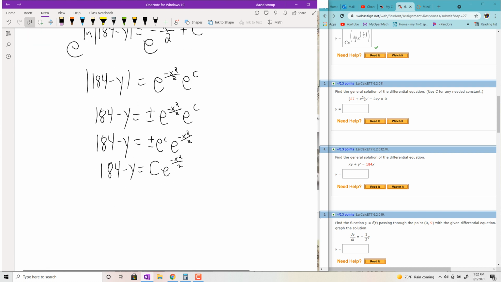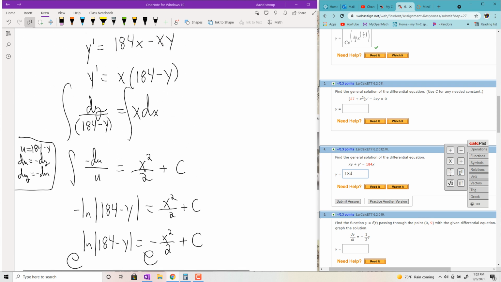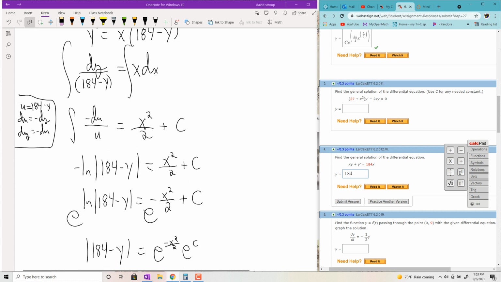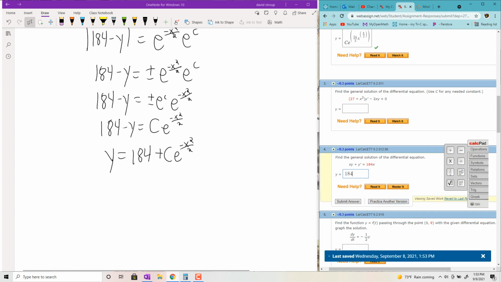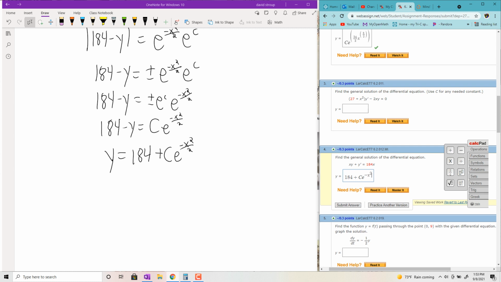And then you're going to solve for y. Okay, that was our ultimate goal anyways. So you get 184 minus c e to the negative x over 2, or you can let it absorb the, I think here you could just let it be plus. Okay, let's see if that works. So I get y equals 184, and they're forcing you to solve for y. So if you tried to think, oh, I could just leave it like this negative ln thingamajig, no, you're forced to solve for y. So anyways, plus big C e to the negative x squared over 2.